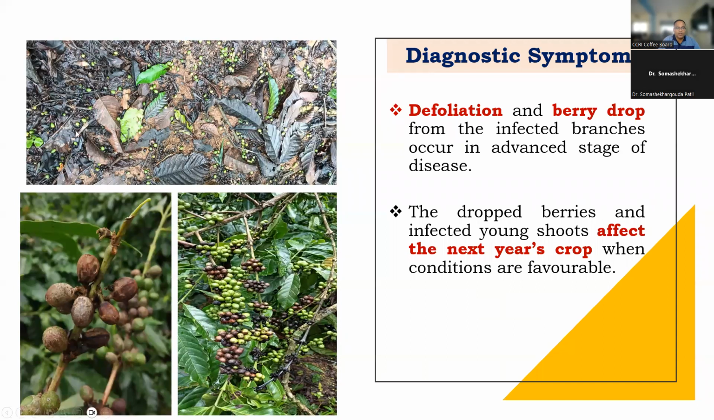These infected leaves or infected berries will drop off. There is defoliation as well as berry drop to be seen, and this in turn also affects the next year's crop. That is, the cropping wood is affected, so it affects the next year's crop also. So it is very important to manage the black rot disease.